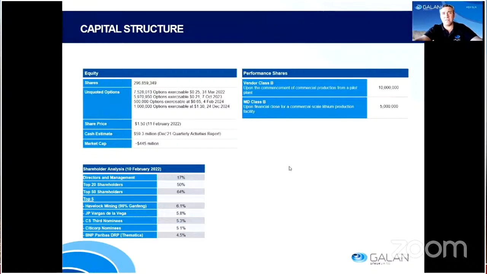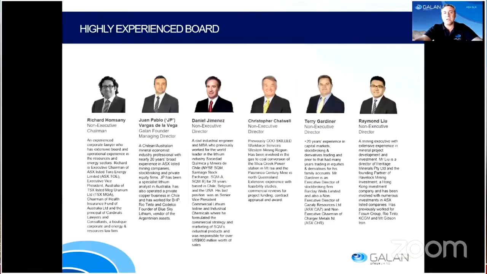So the capital structure of the company: we have not far off 300 million shares on issue, with close to $60 million in cash. The board and management, as I mentioned, hold 17%. The top 20 hold 50% of the company. The top 50 hold 64% of the company. So we have a highly held company with significant milestones to accomplish in terms of what we need to achieve to get our options, and this keeps us highly motivated to get to where we want to go.